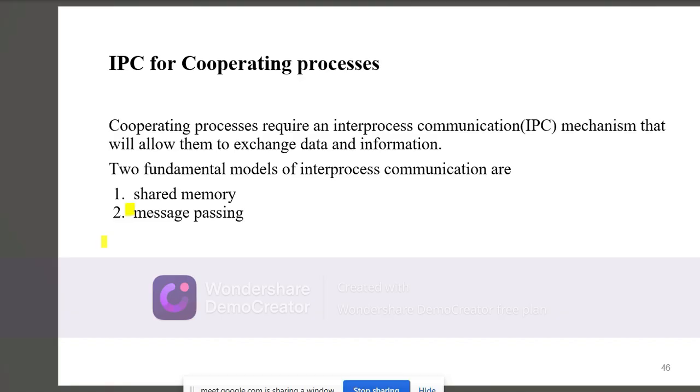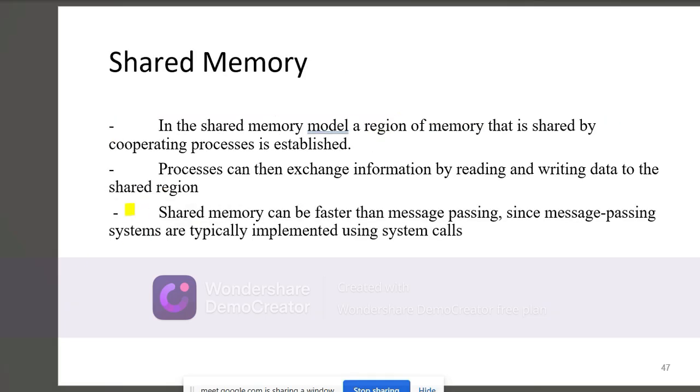So what are cooperating processes? Cooperating processes require IPC, and IPC mechanisms are of two models. First is shared memory and second is message passing. First we'll see what is there in shared memory.